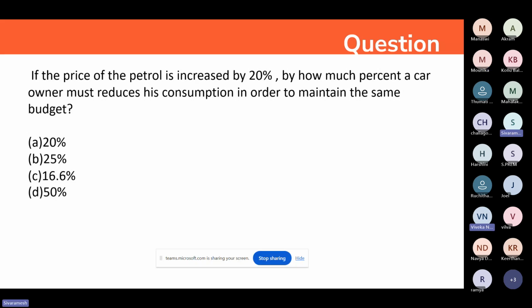16.6%, sir. Yes. Can you tell what logic we will use in this question? 1 by n increase is equal to 1 by n plus 1 decrease. Yes, very good.